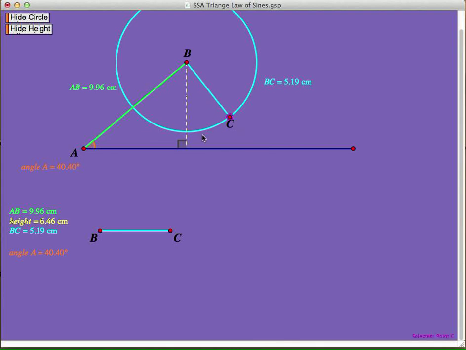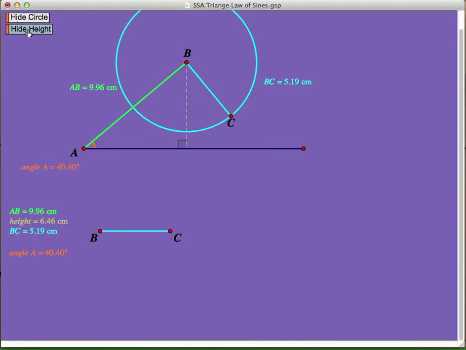The triangle just won't connect. There's no side length given these three pieces of information that are going to connect this to C. So I can try forever, not going to happen. Alright, so that case occurs when AB is greater than BC and greater than my height. So BC is shorter than AB. So pretty much that's when I have no case, when no triangle can form.